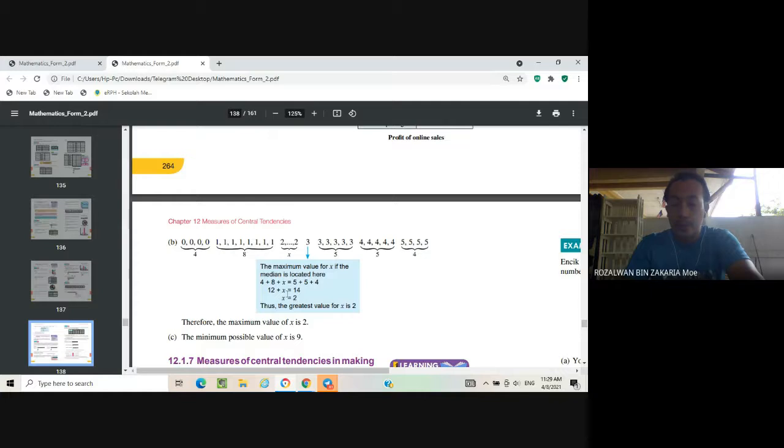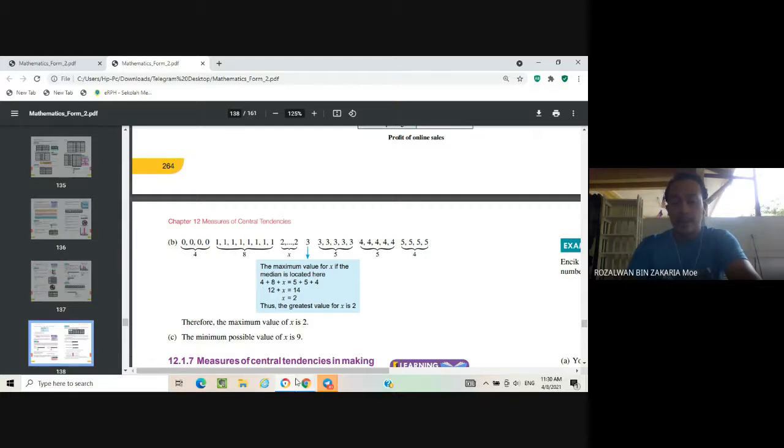Thus the greatest value for x is 2. So the answer is 2. The greatest value for x is equal to 2. It cannot be more than 2 if the median for this data is 3. So the answer for B, the maximum value of x, is 2.